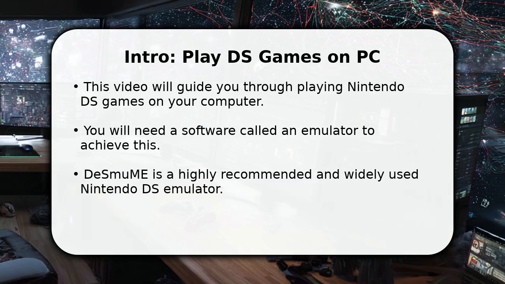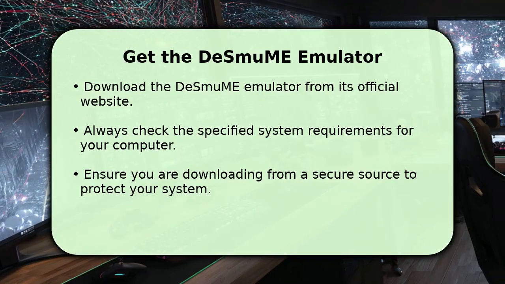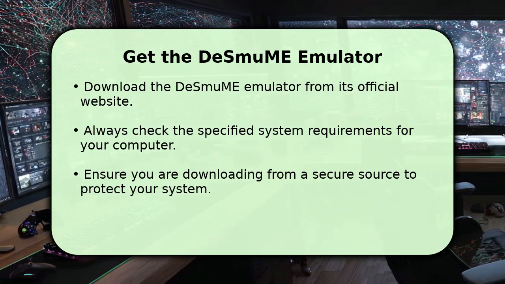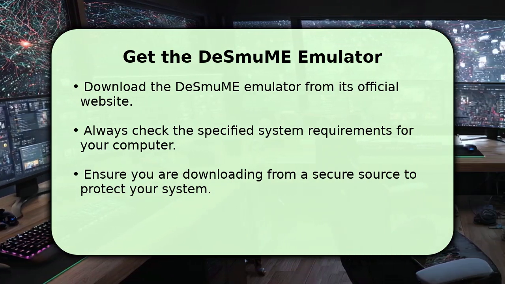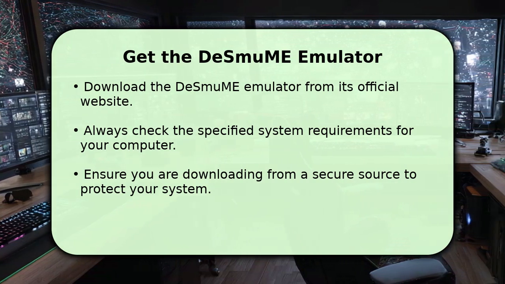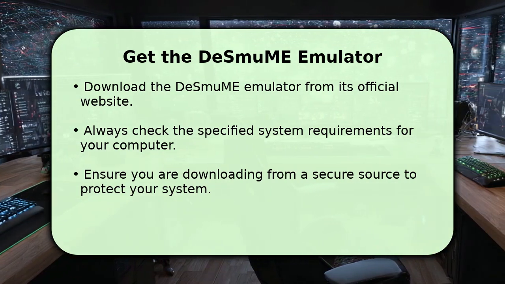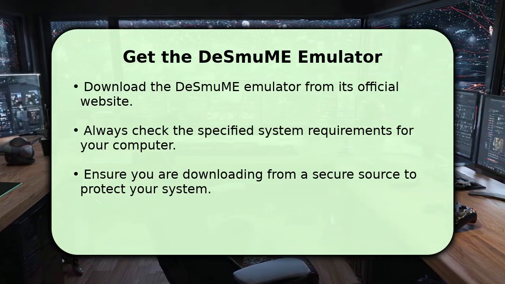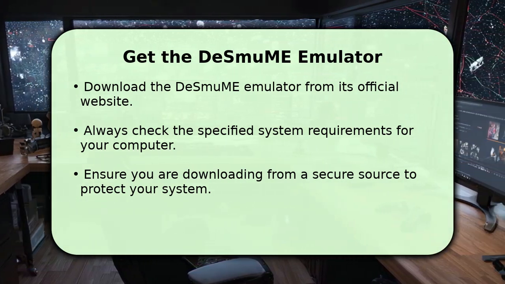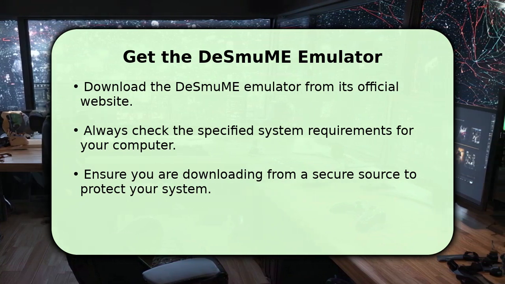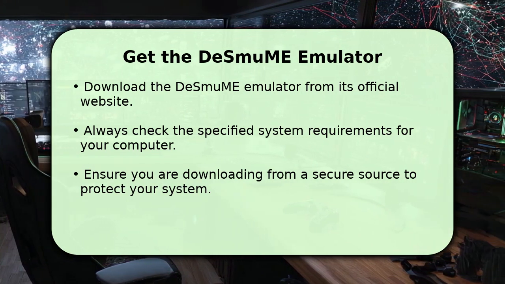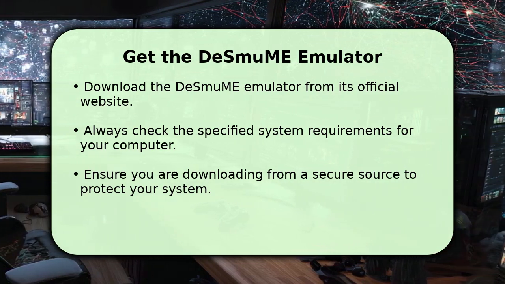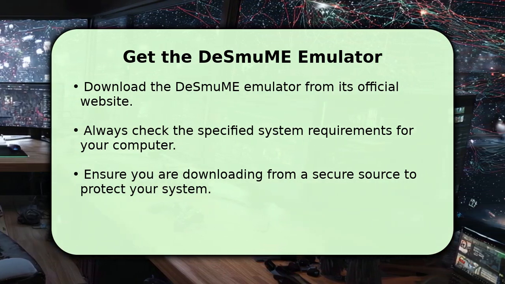to revisit cherished memories. To get started, navigate to the official DeSmuME website, easily found with a quick search online. Once there, carefully locate the download section for your operating system, whether it is Windows, macOS, or Linux. Before downloading, take a moment to review the listed system requirements to ensure your computer can run the emulator smoothly. Always prioritize downloading from the official source to guarantee authenticity and avoid any potential malware.